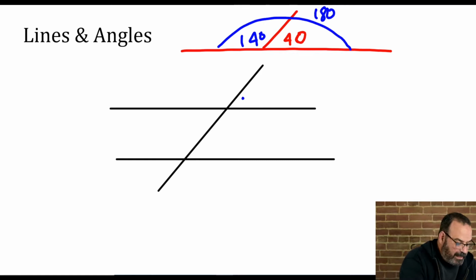So if we put angle X here, there is something that they always test, and that is vertical angles are equal, and then these angles are equal.